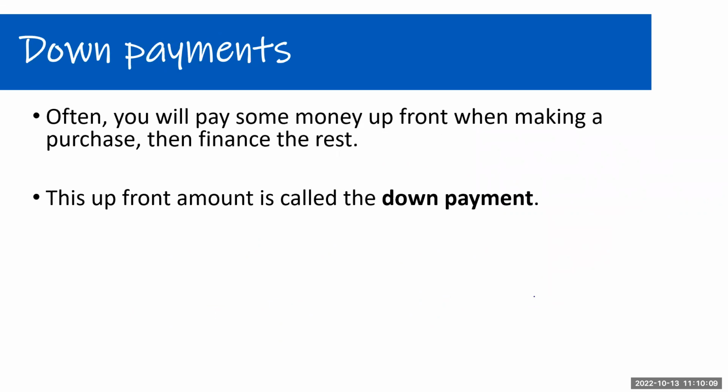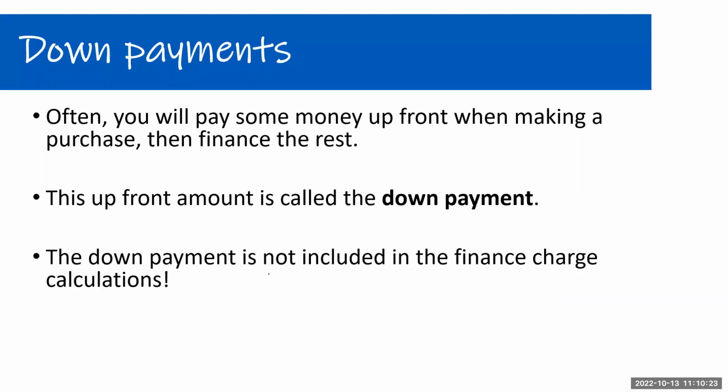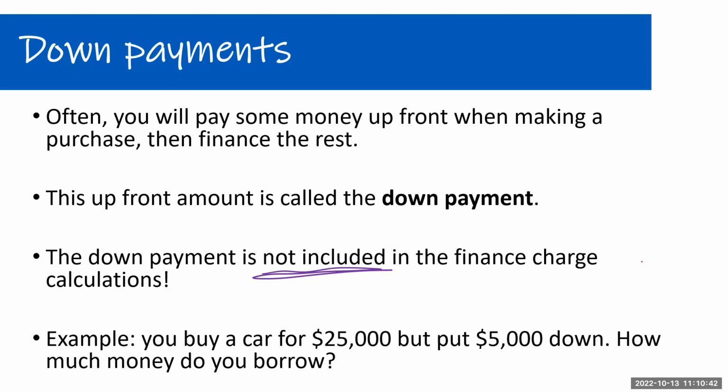Now, a lot of times you're not just going to finance the entire cost of something, right? You buy a house, you buy a car, maybe you buy that appliance, you can put some money down. This upfront money is called a down payment, okay? It is important to note that you do not include the down payment in those calculations. If you're talking about how much you're paying in interest, how much you're going to pay back to the lender, none of that includes the down payment because that is already paid and done away with. Interest does not depend on the down payment.